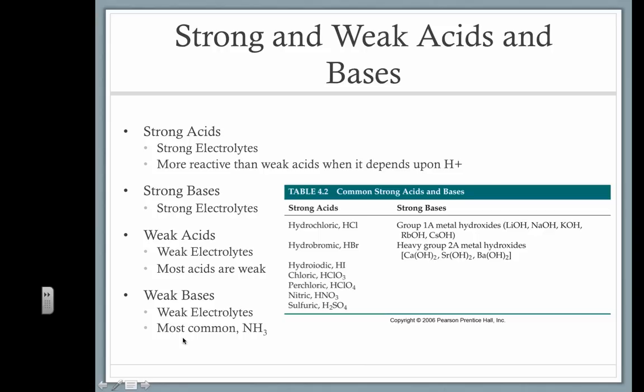And base is the same thing. The most common one again is NH3. So what that means is when we do net ionic equations for weak acids, we will not dissociate them even though they're aqueous.